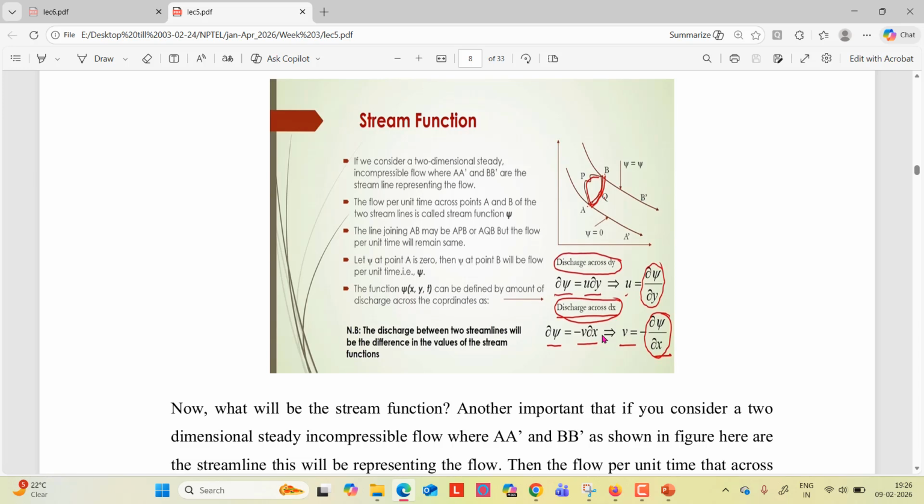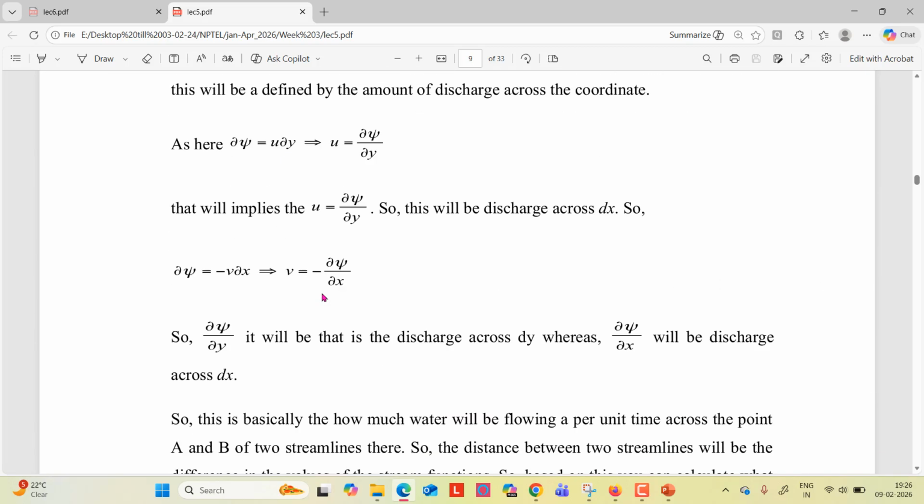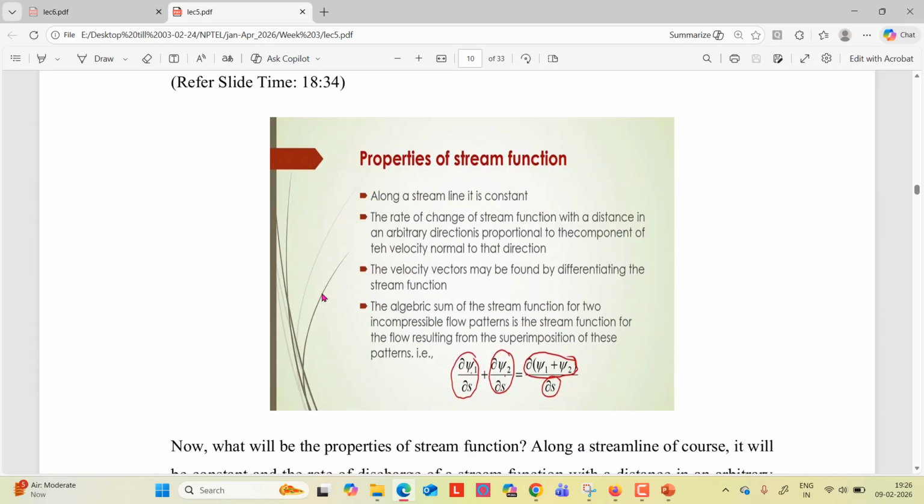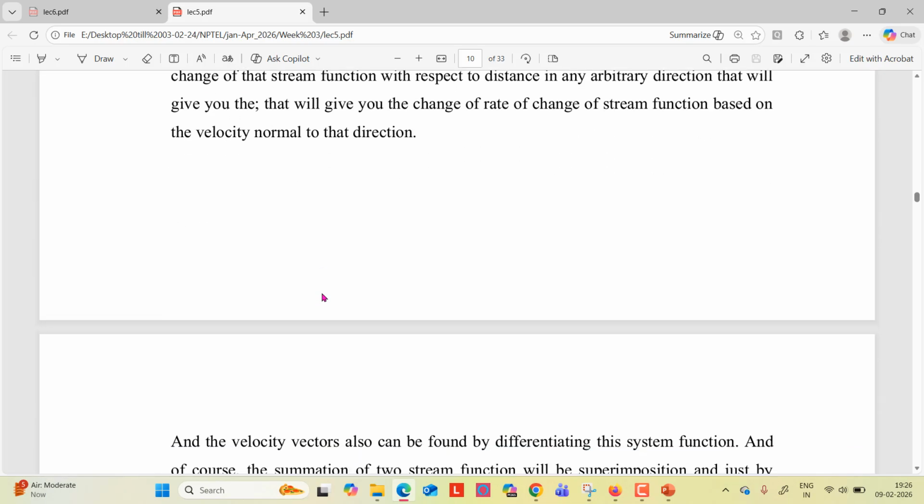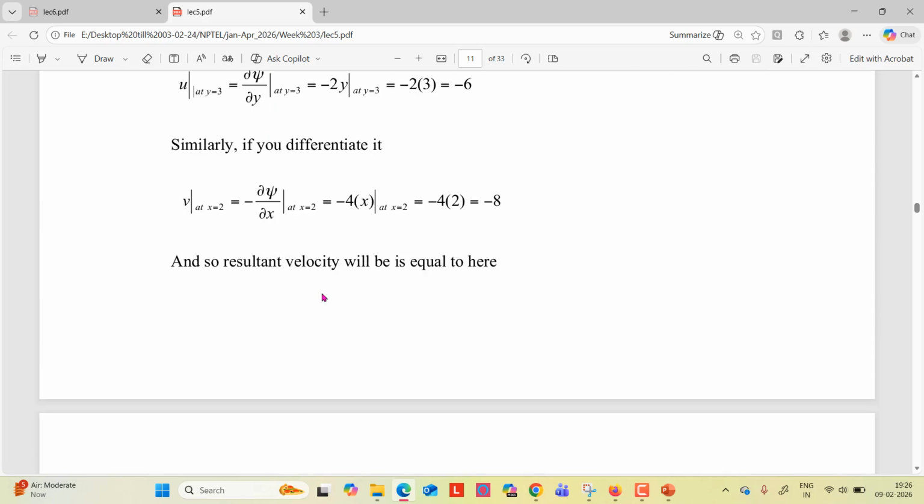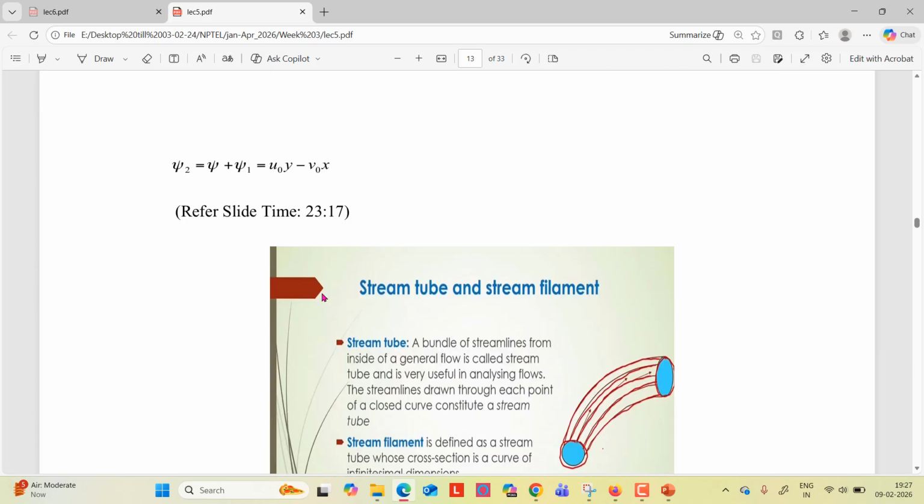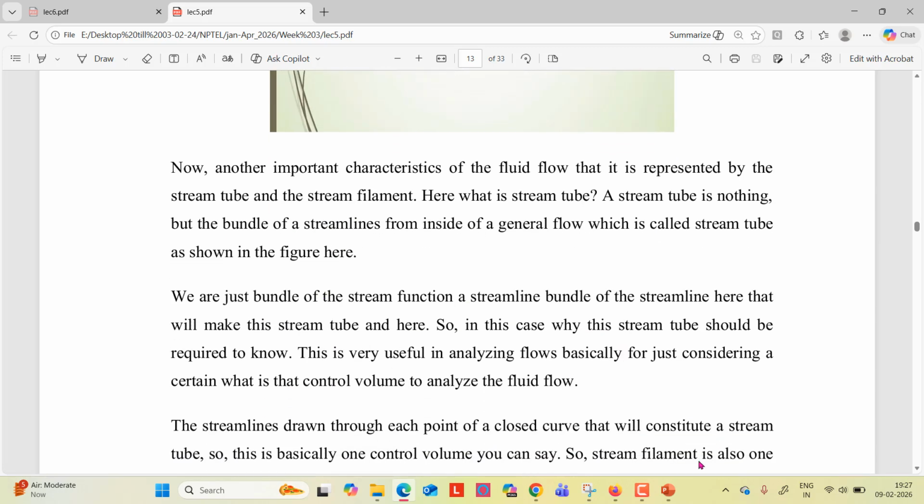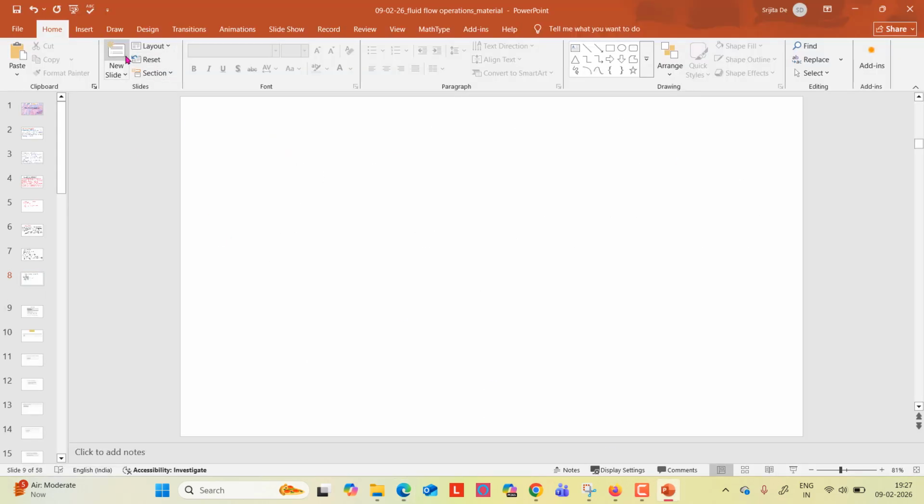So then comes the stream function. The stream function has a particular expression. So you all know that u is del psi by del y and v is represented as minus del psi by del x, right? So it has been taught clearly in the lecture. Next classification is the path line.